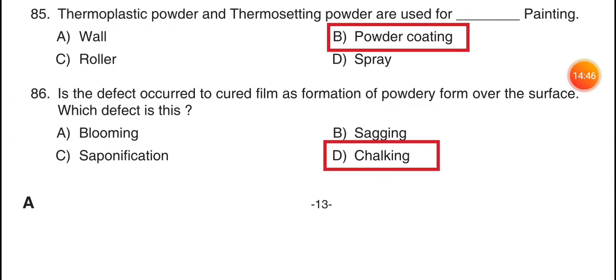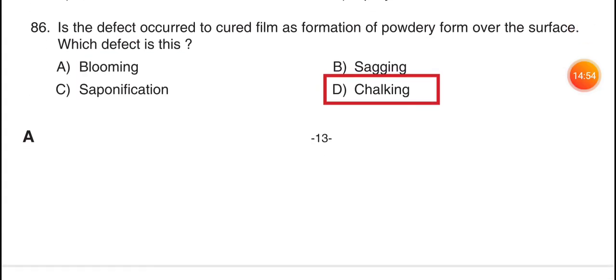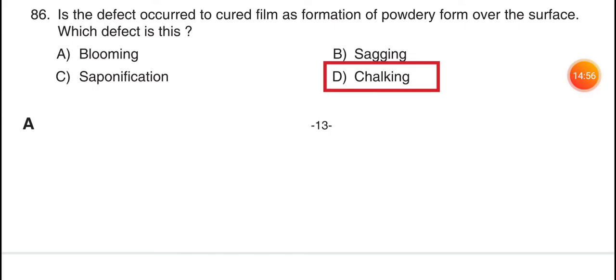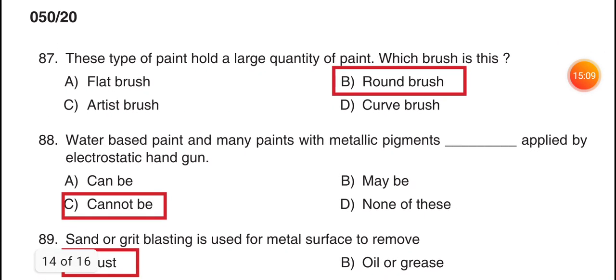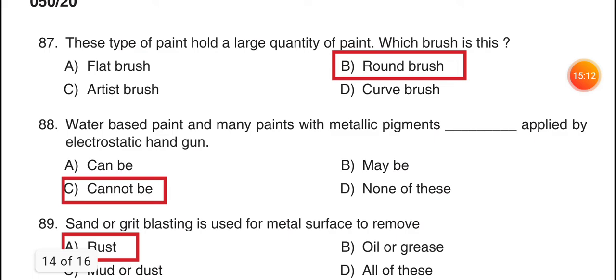85. Thermoplastic powder and thermosetting powder are used for dash painting. Option B, powder coating. 86. Is the defect occurred to cured film as formation of powdery foam over the surface? Which defect is this? Option D, choking. 87. These type of paint hold a large quantity of paint. Which brush is this? Option B, round brush.